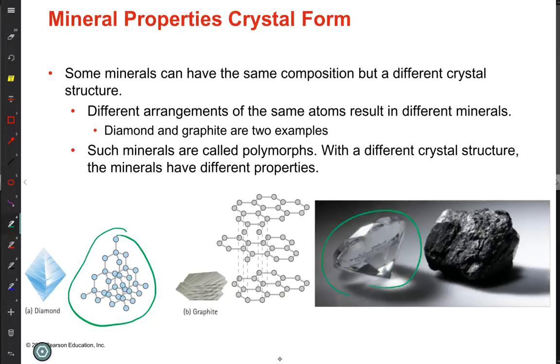This here is a picture of a diamond. This, I think it might actually be a form of coal. I just want to show you they have the same carbon, but look very different.